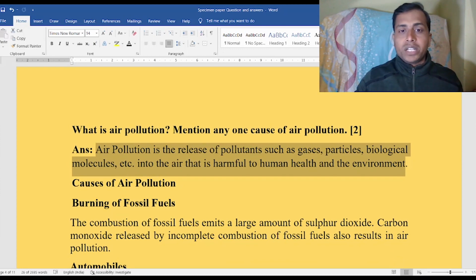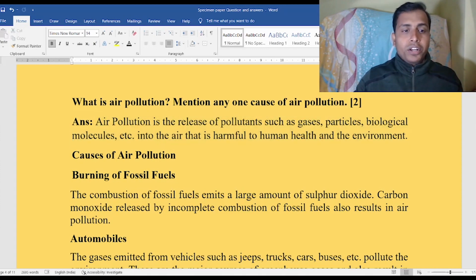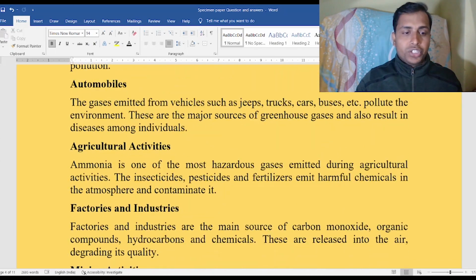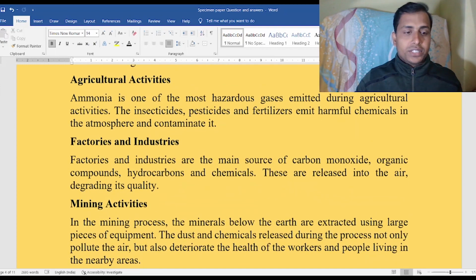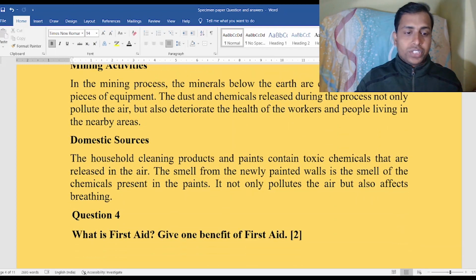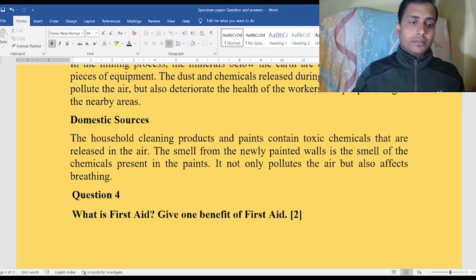Next question was, mention any cause of air pollution. There are a lot of causes I have mentioned here, but you can mention any one. Burning of fossil fuels, automobiles, agricultural activities, factories and industries, mining activities, domestic sources, etc. And you can mention any one.